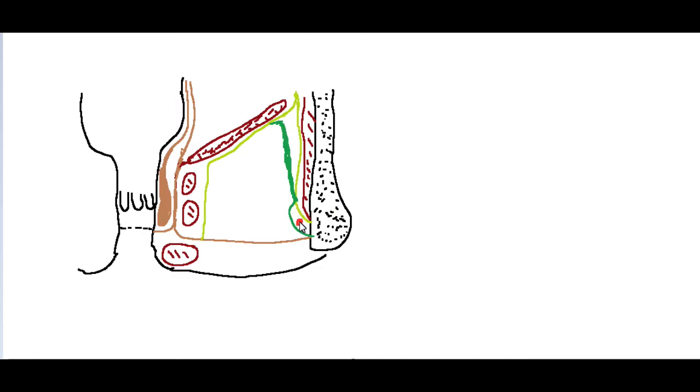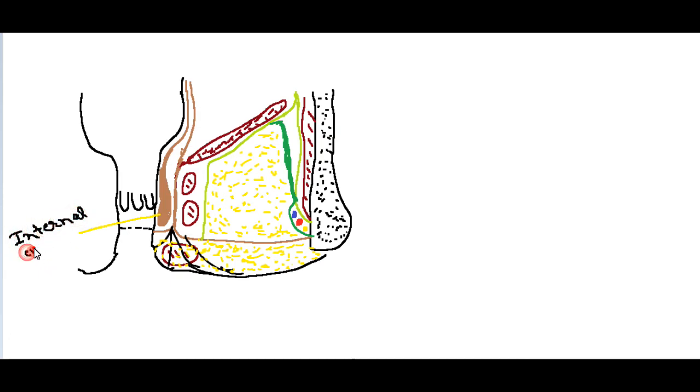In the canal we will see the artery, vein and nerve: the internal pudendal vessels and pudendal nerve. This space is filled up by fat. Below it, this conjoint tendon will send septa to the skin, and in this area also fatty tissue will be there. They are compactly arranged, so infection in this area will be painful. So now we will label.